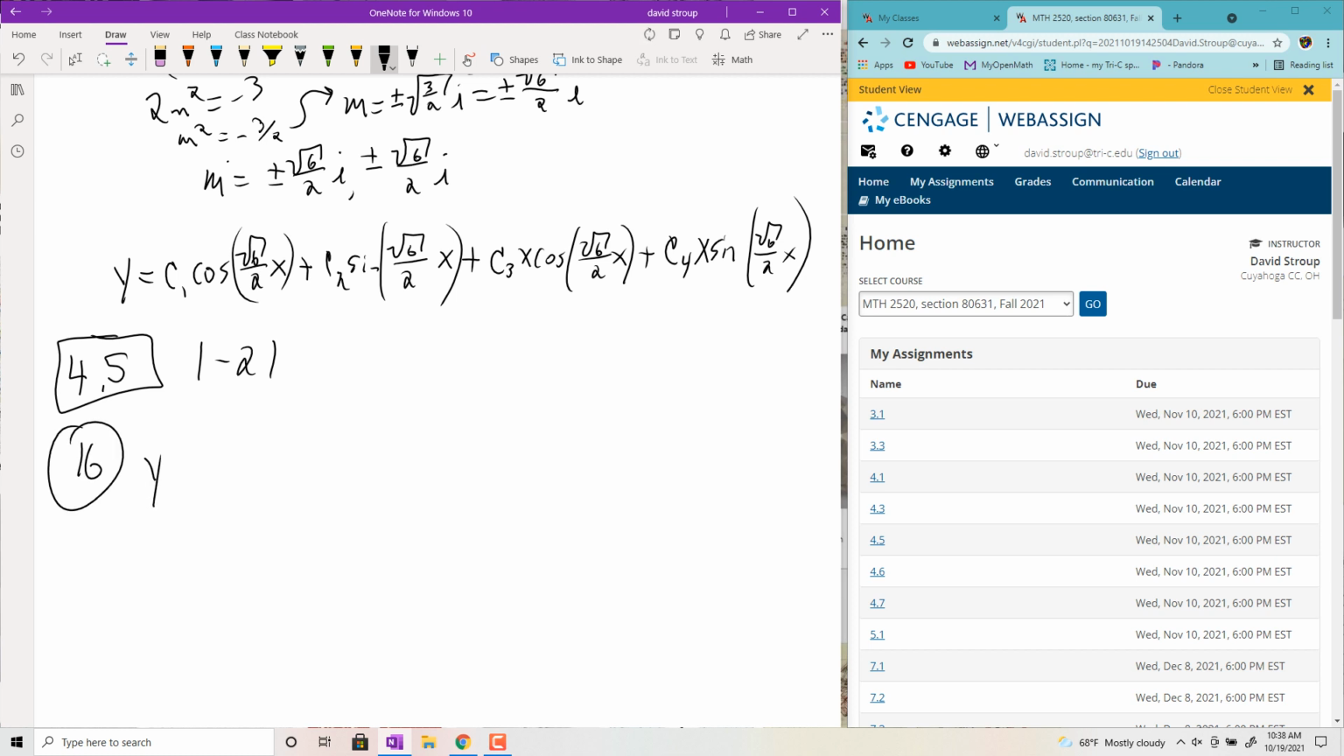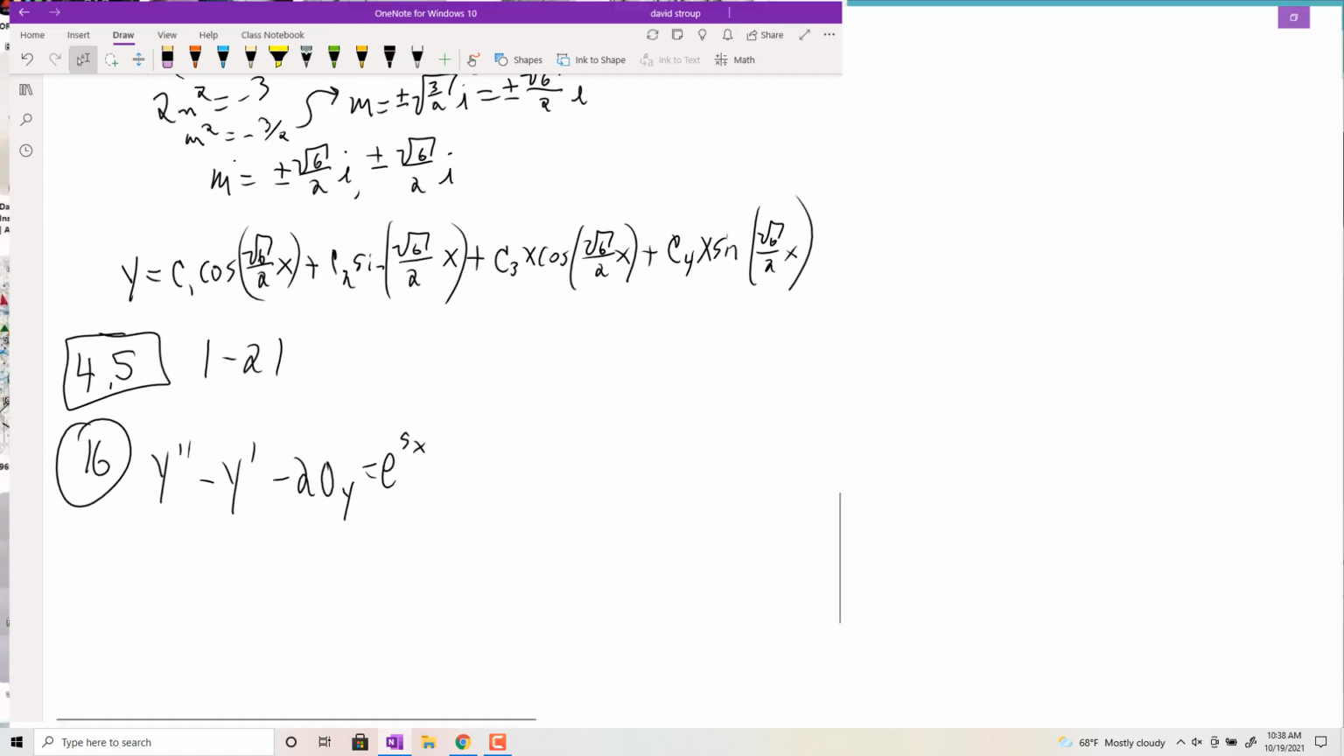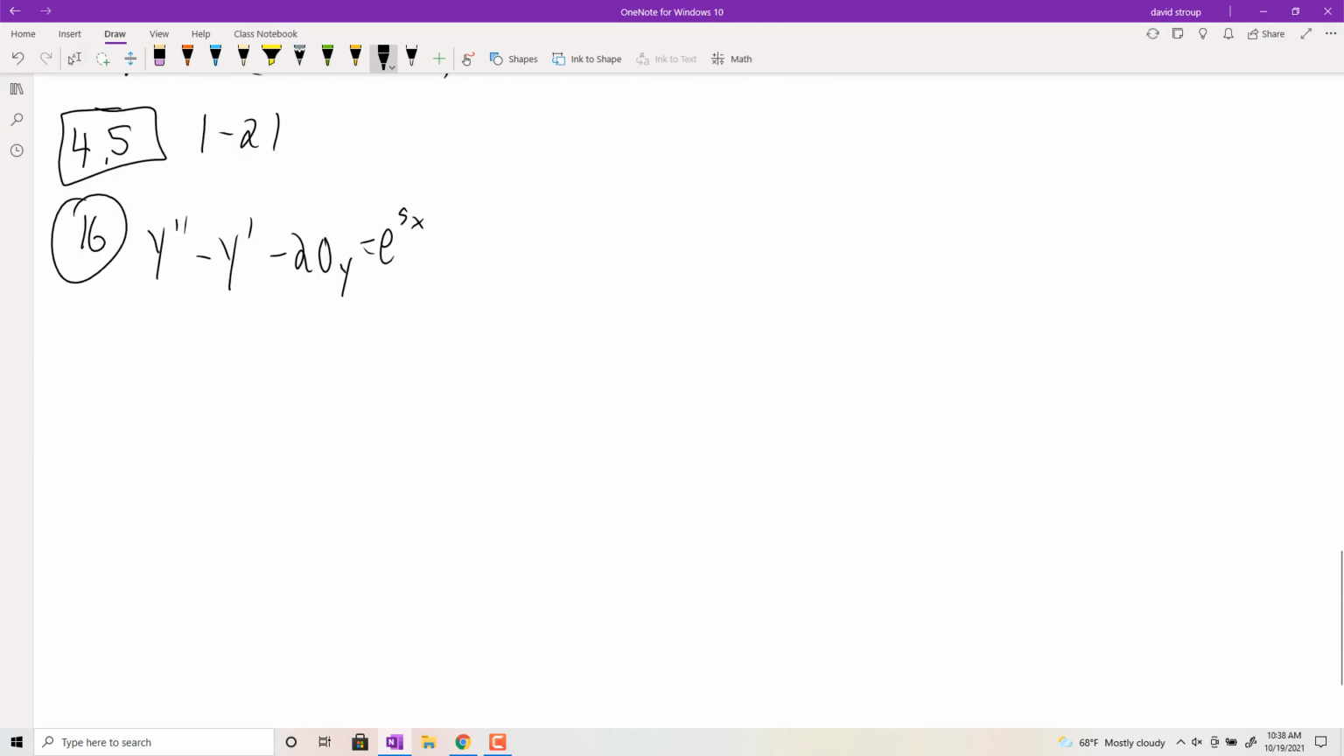Anyways, let's look at number 16, y double prime minus y prime minus 20y equals e to the 5x. So first you get your homogeneous solution, the complementary solution. So you get m squared minus m minus 20 is 0. So this would be m plus 4 and m minus 5 equals 0. So the complementary part is going to be c1 e to the negative 5x plus c2 e to the 4x, based off the roots. Then you work with the annihilators to form kind of a new differential equation.